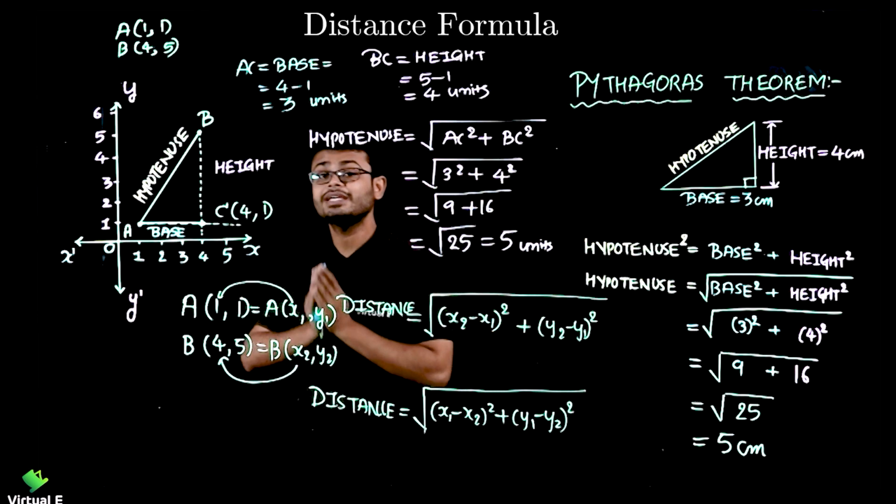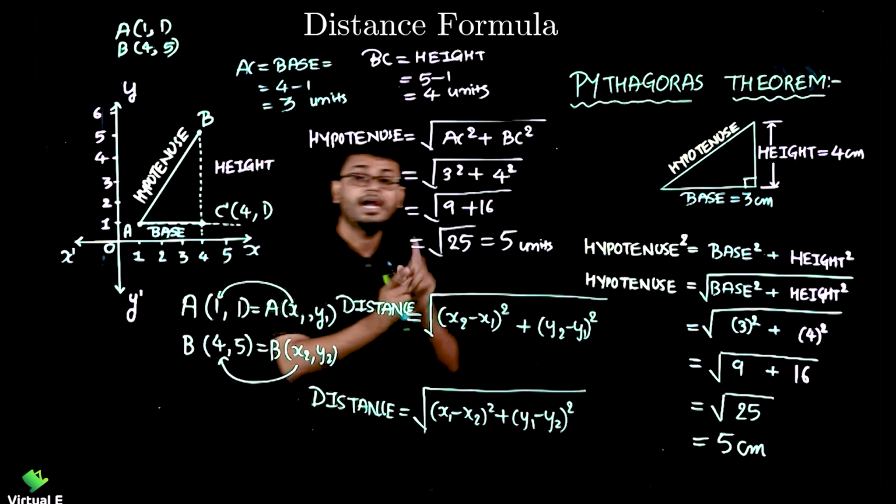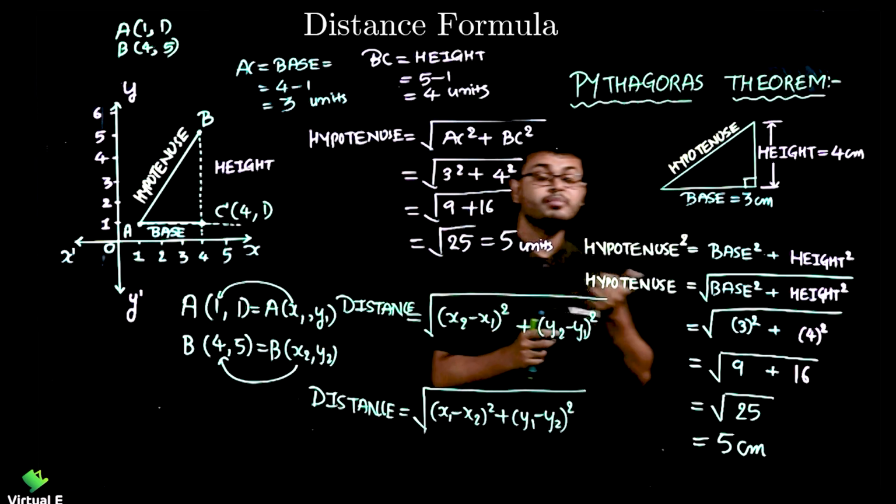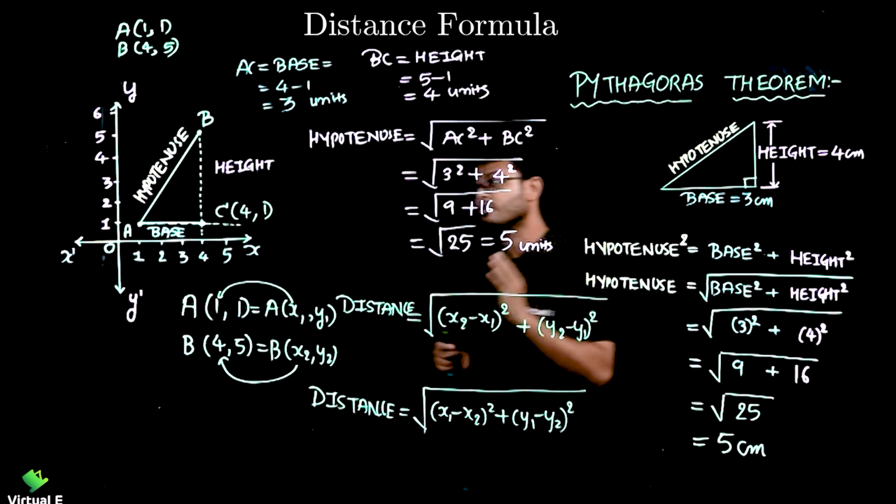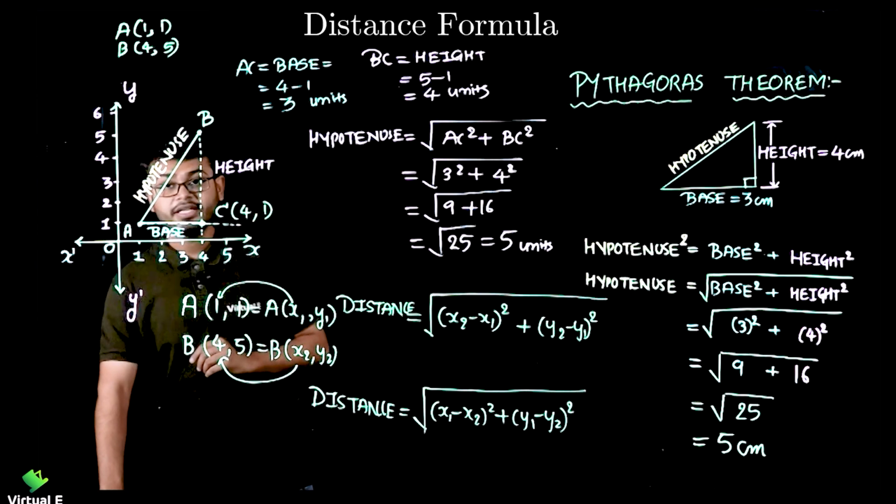Either you subtract 2 minus 1 or 3 minus 1, you are going to get the answer as 2 or minus 2. And if you do the square of it, the answer will always be positive. That is 4.